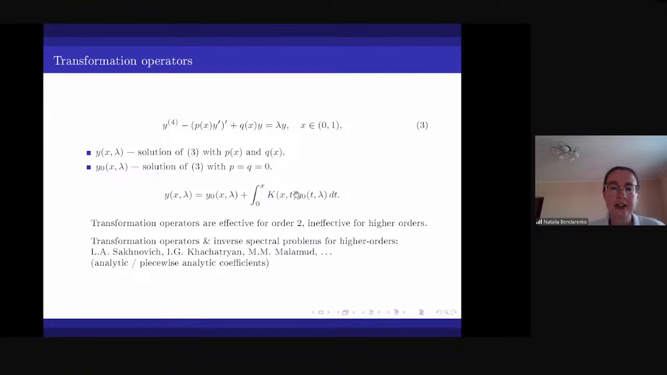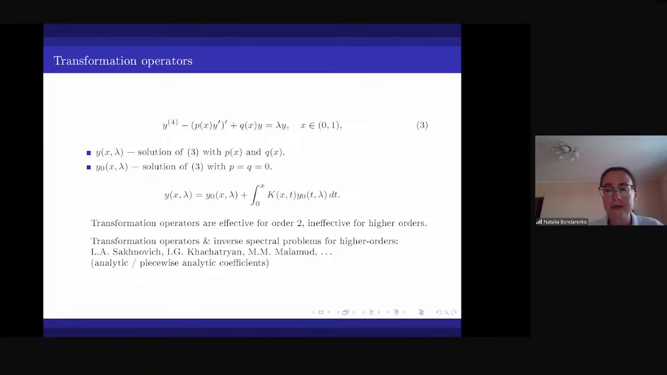What is important here is that the kernel of this operator doesn't depend on lambda. It doesn't depend on the spectral parameter. And for the Sturm-Liouville equation, transformation operators of this form played a very important role in the development of inverse spectral theory. In particular, the first results by Marchenko, Gelfand, and Levitan were obtained by using transformation operators. The famous Gelfand-Levitan equation contains the kernel of the transformation operator.